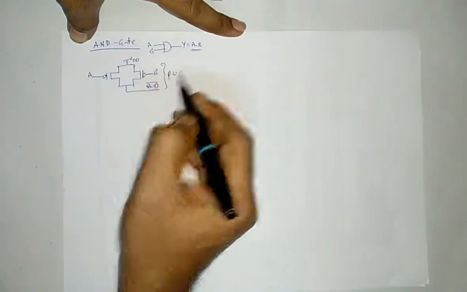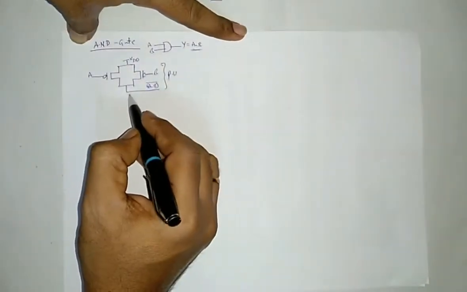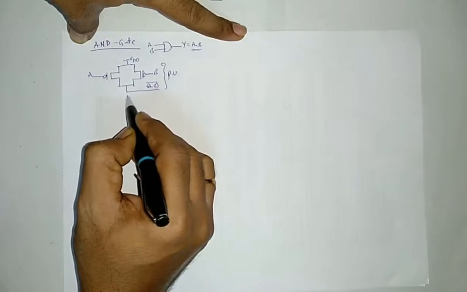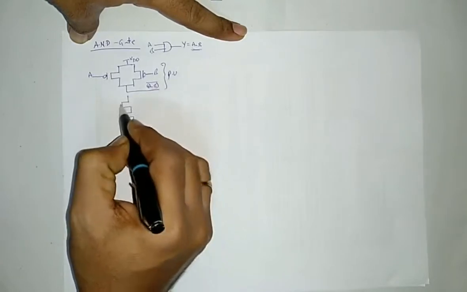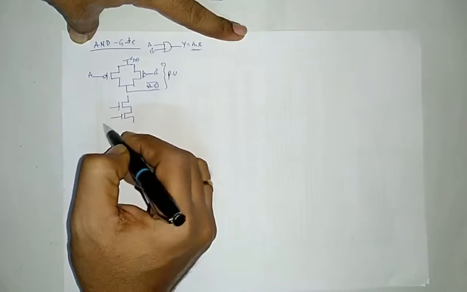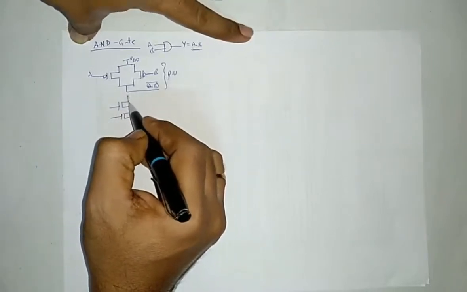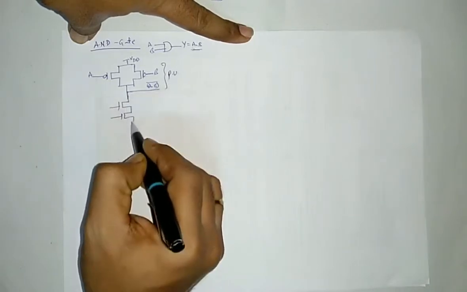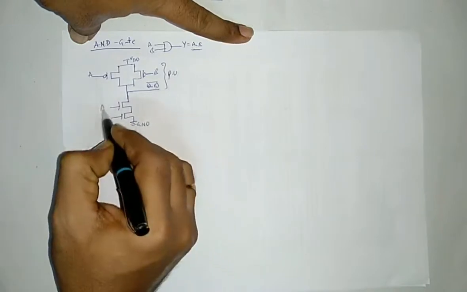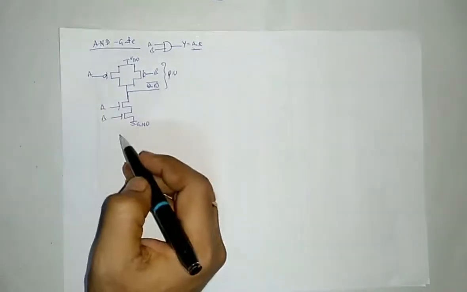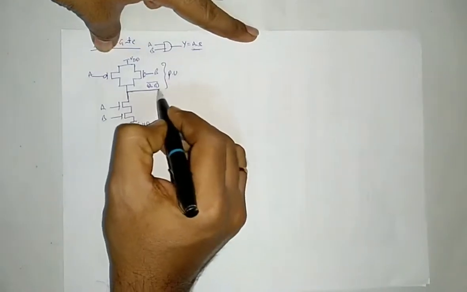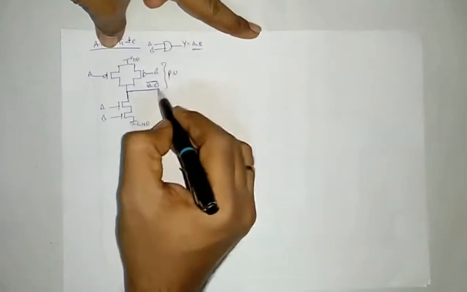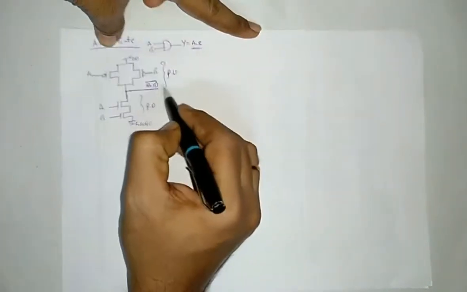Pull-up network done. Now you have to draw the pull-down network. Pull-down network is constructed by using NMOS transistors. NMOS transistors should be in series to generate the product term, right? And that pull-down network should be connected between output and ground. Here it is A, here it is B inputs. At this output point, you are getting (A and B) whole bar. This is the complement of the given logic function, and it is the pull-down network.